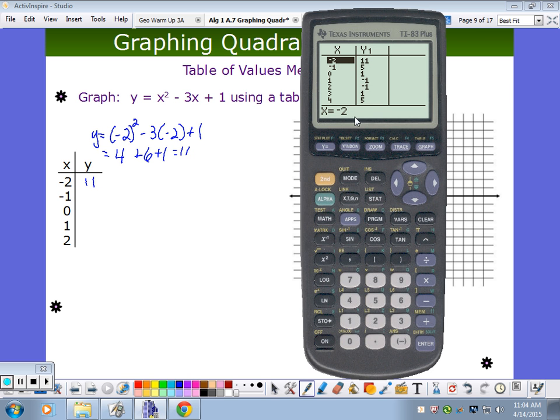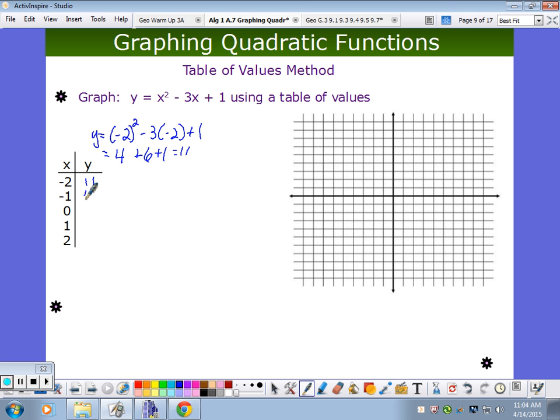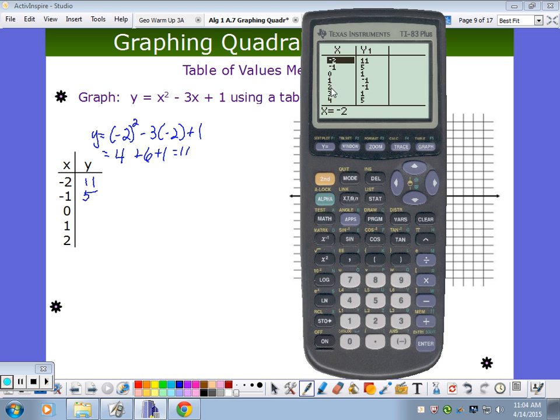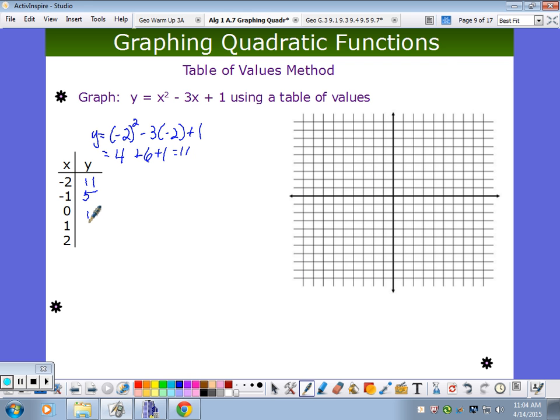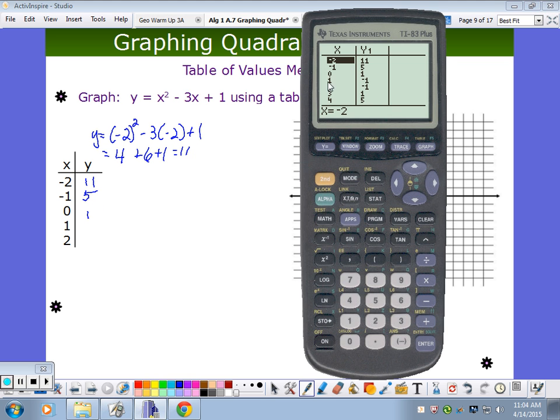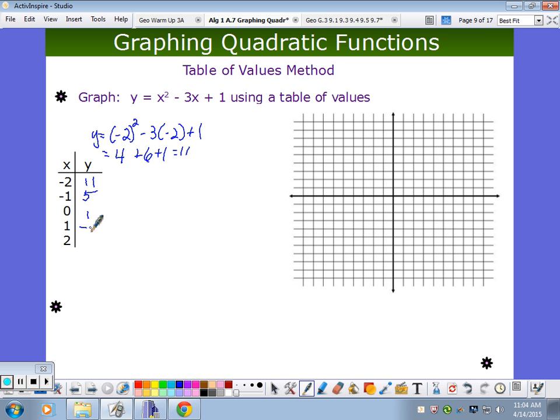Oh, -2 is 11. What's -1? 5. Look how fast this goes. What's 0? 0 is 1. 1 is -1. Wait a second. What's happening here? Look at these crazy values coming up. Oh, it dipped below the axis.